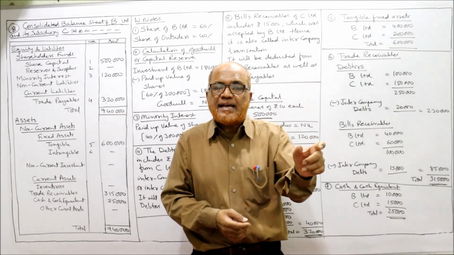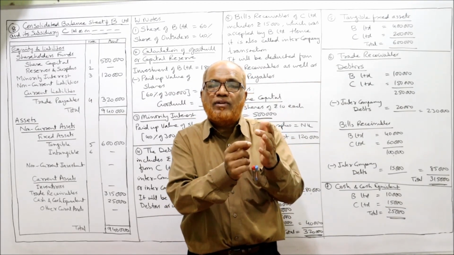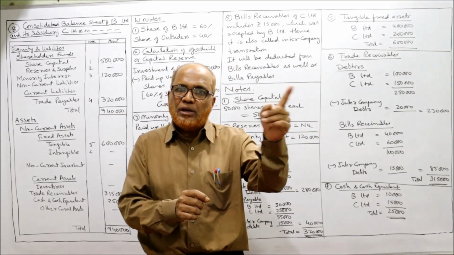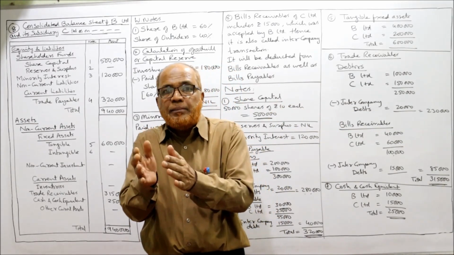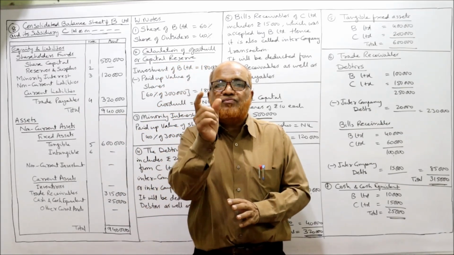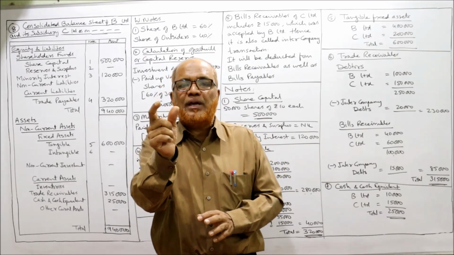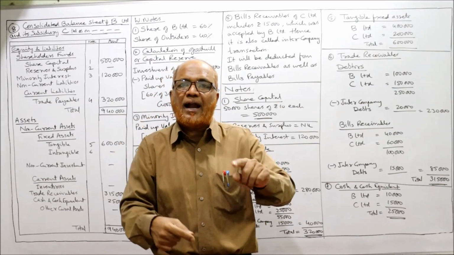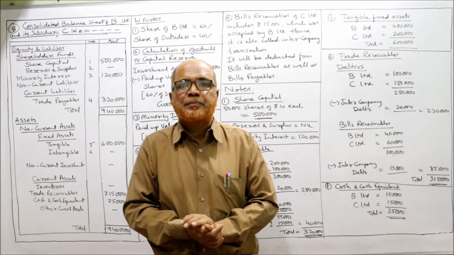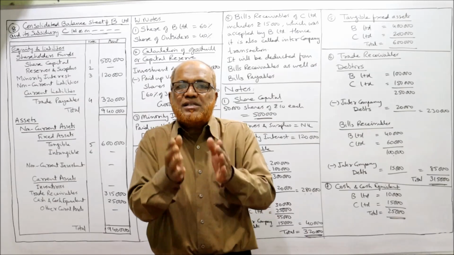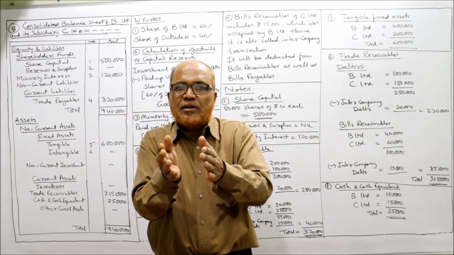When B Limited has accepted, it will write the amount in bills payable. And C Limited, bills receivable. So what we'll do? This 15,000 rupees we deduct from bills receivable and also bills payable. 15,000 rupees are a common transaction. It is the bill accepted.